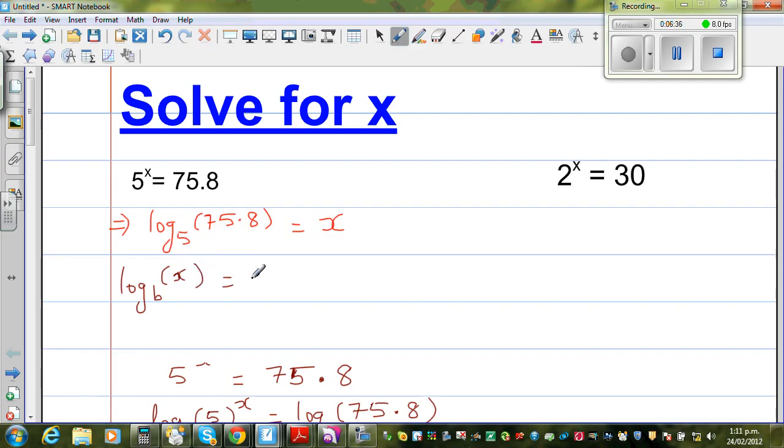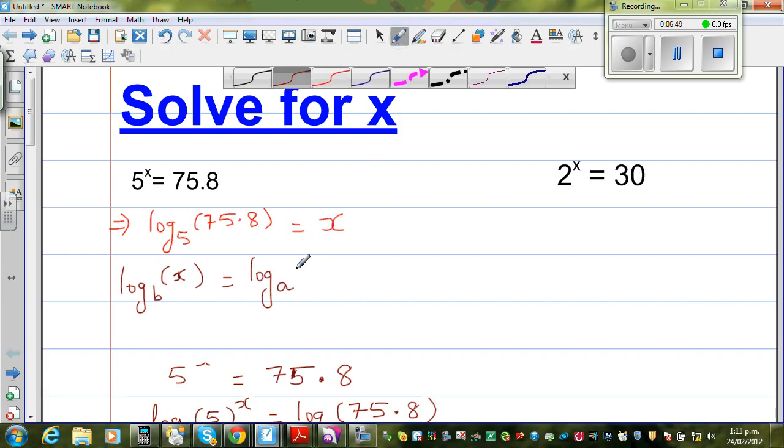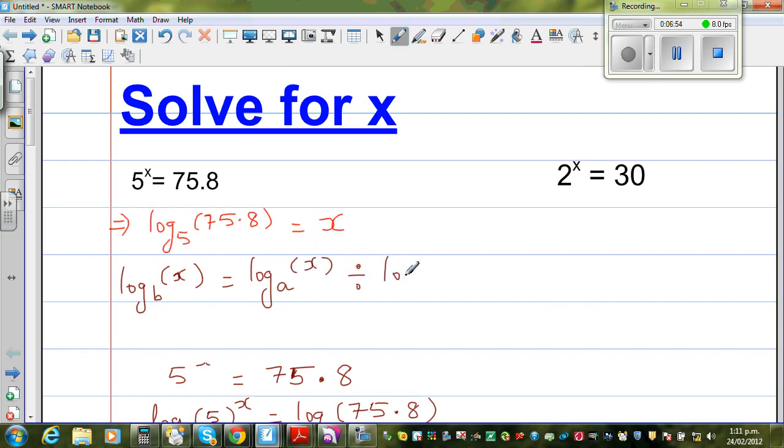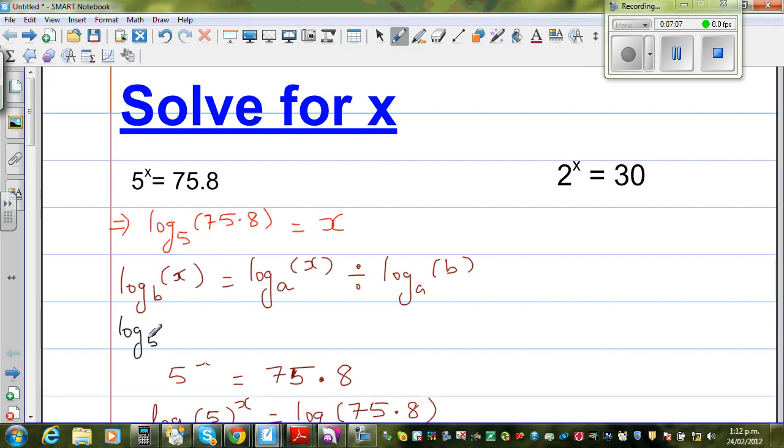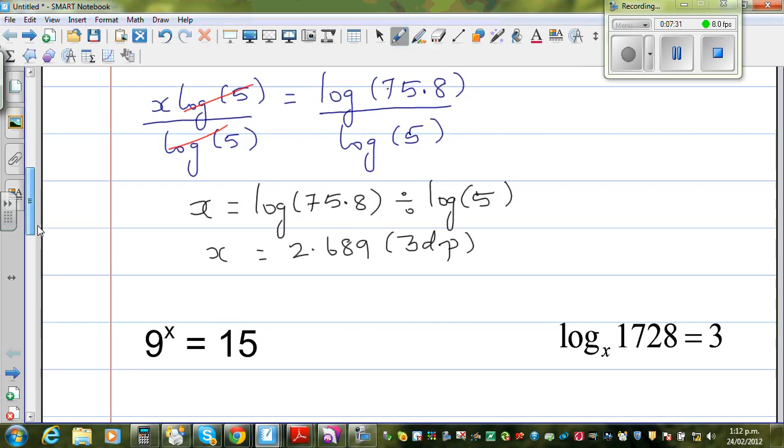Now there is a rule which is like this: log base b of x is equal to log base a of x divided by log base a of b. So if you have log base 5 of 75.8, applying this rule, I can say log base 5 of 75.8 is equal to log base 10 of 75.8 divided by log base 10 of 5. And that's what we got, if you remember. That's how we got x. x is log 75.8 divided by log of 5, and that has a base of 10 by default. And you'll get the same answer in one step.